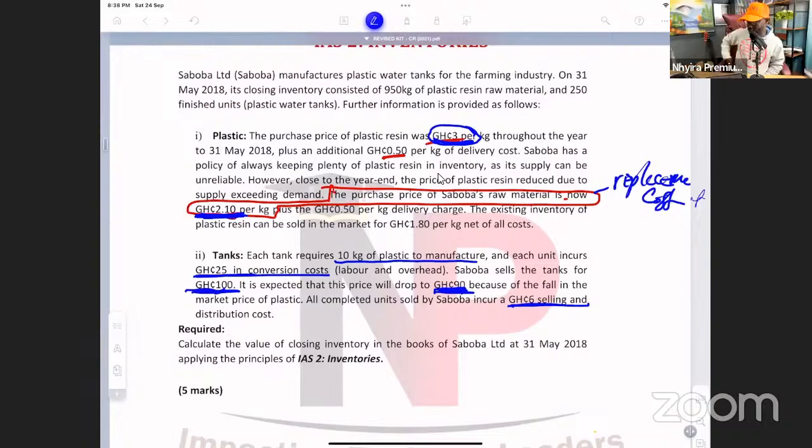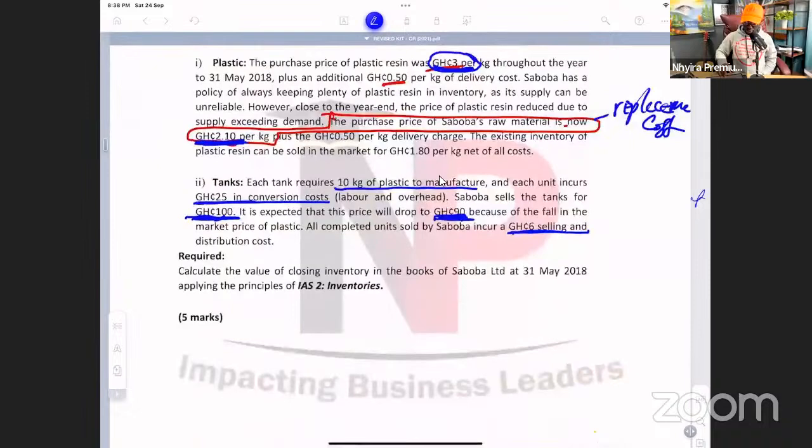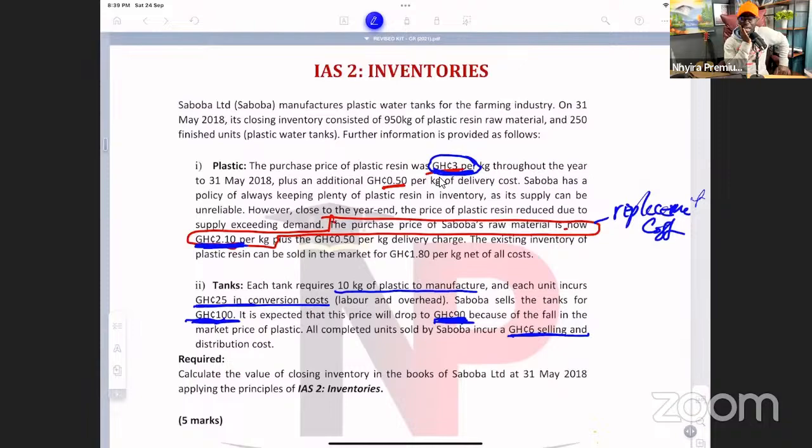So that is IAS 2, inventories. Very sweet, simple, straight to the point. All right, let's look at another inventory. Hey, did I say another inventory?